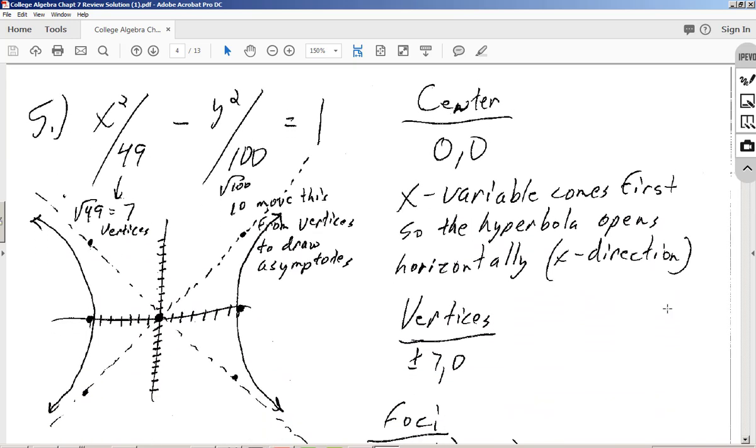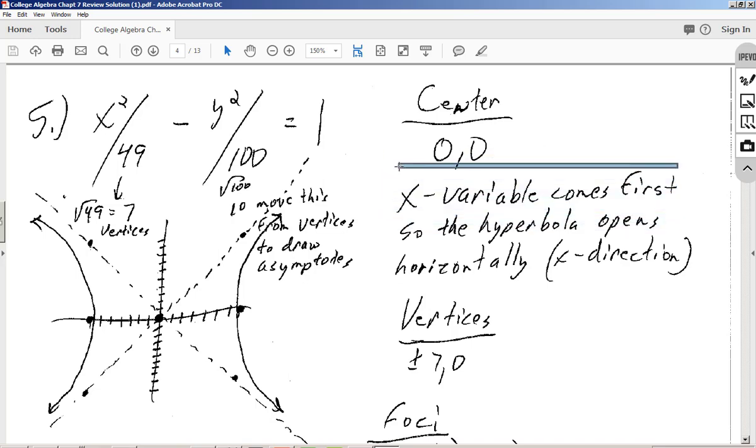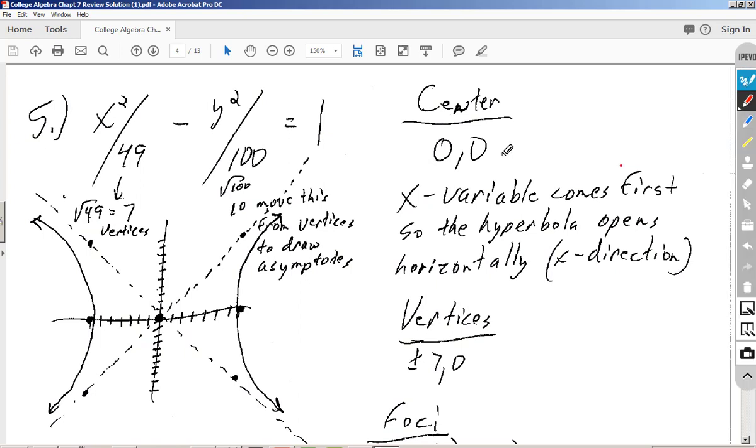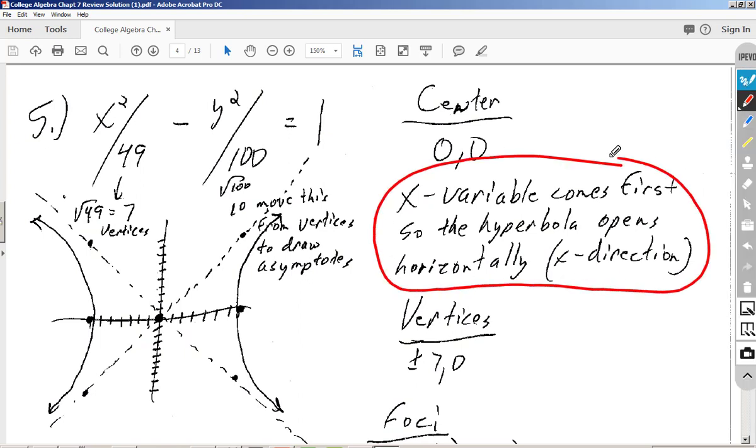Our next problem, number 5. Now we're going to be changing it up a little bit. So you can notice we've got x squared over 49 minus y squared over 100 equals 1. It says find the vertices and locate the foci for the hyperbola whose equation is given, and I also added and graph it. So whichever variable comes first, that's the direction that the hyperbola is going to be opening in. In this case, the x variable comes first. So that means the hyperbola is going to be opening horizontally. In other words, it's going to be opening in the x direction.